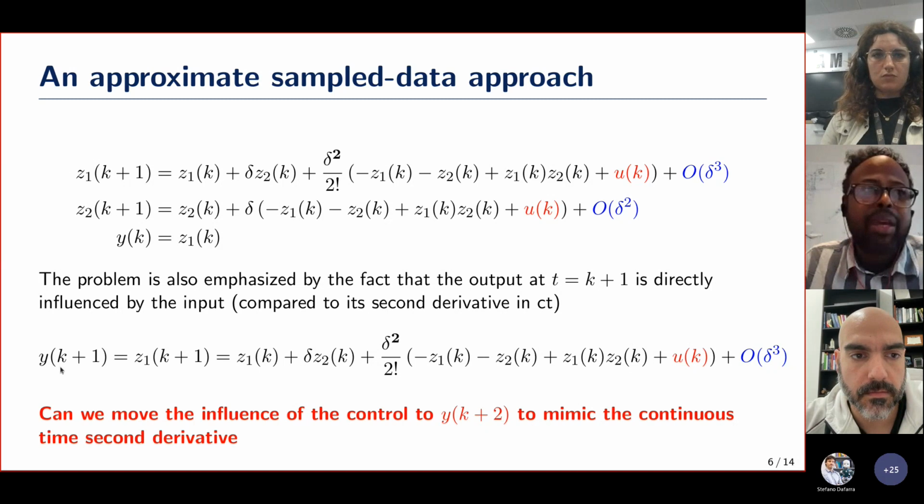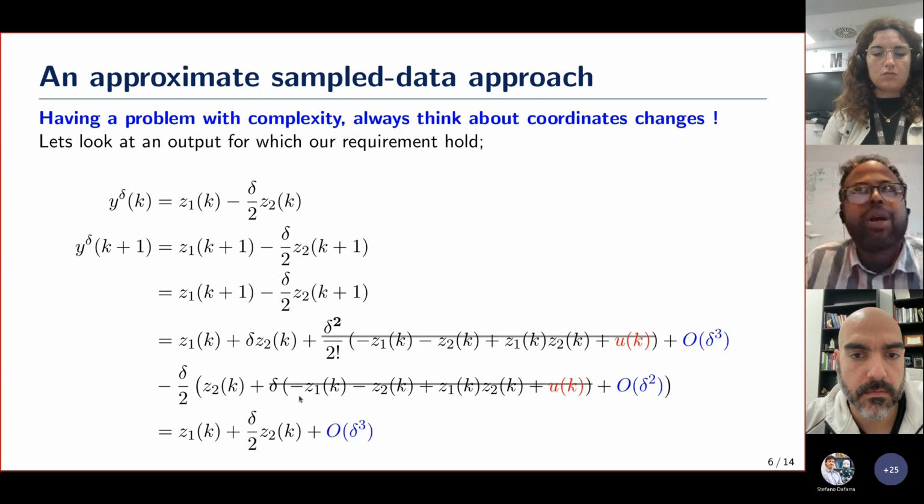So can we in some sense mimic the relative degree in continuous time by getting rid of this influence and making it appear later, so at y of k plus 2? So you need to look two steps ahead in the future to see the input. So that we are having something similar to the relative degree in continuous time, but in the digital domain. Well, the answer is yes. Whenever you have a problem, always look for a coordinate change. This is the takeaway message, let's say.